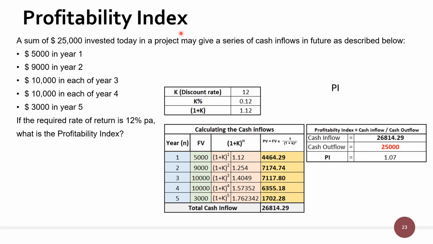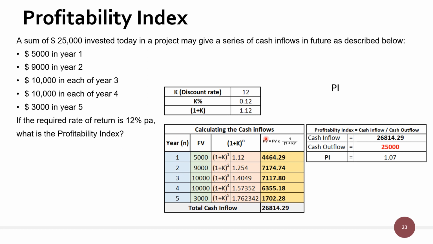Next is the profitability index. One example is given. We have to calculate the profitability index. The profitability index formula is the ratio of cash inflow to cash outflow. In this sum, they have invested 25,000 in a project. A series of future cash inflows is given for 5 years. The required rate of return is 12% per annum. We have to calculate the value of the profitability index.